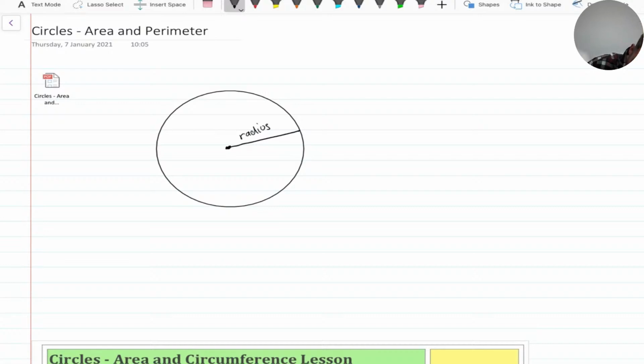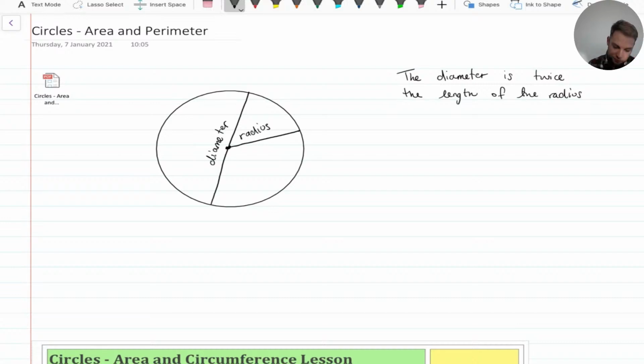If I go all the way across there like so, this here is called the diameter. And we can see that the diameter is twice as big as the radius. Might be worth writing that. So we've got diameter and radius.